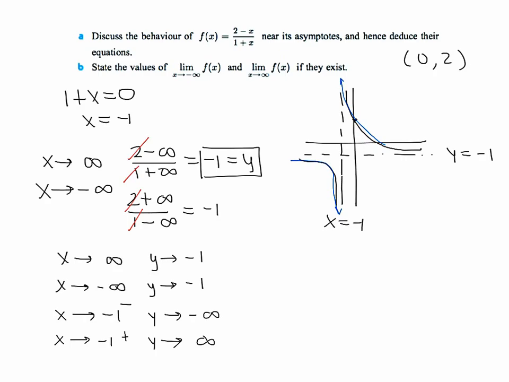The second part of the question says, state the values of the limit as x approaches negative infinity of f of x. As x approaches negative infinity, we have a y value approaching -1. And the limit as x approaches positive infinity of f of x is approaching -1 as well.